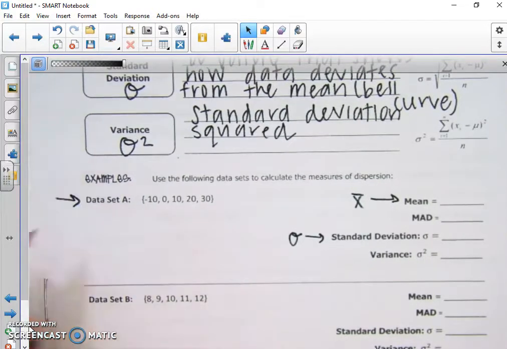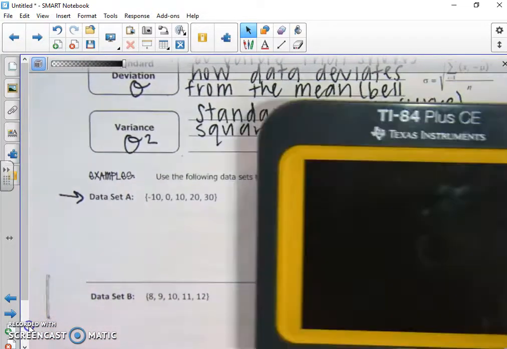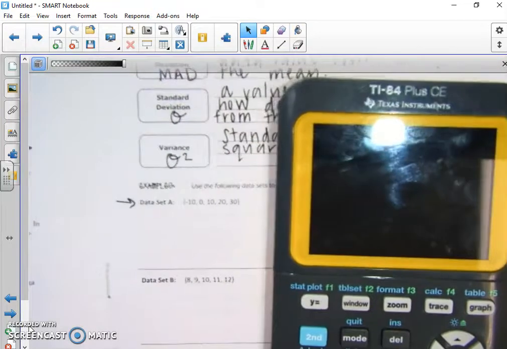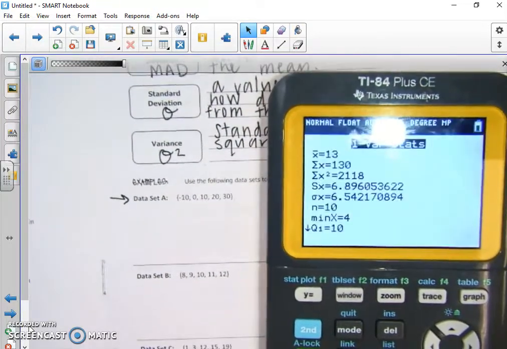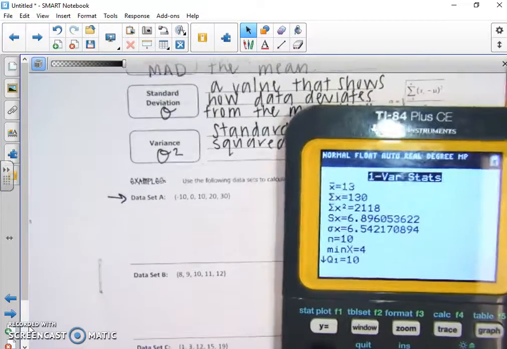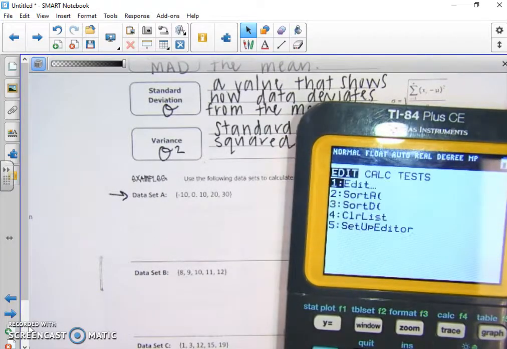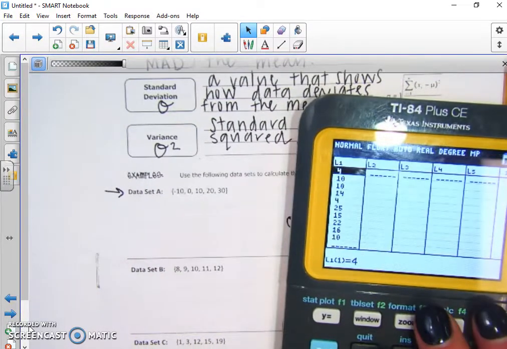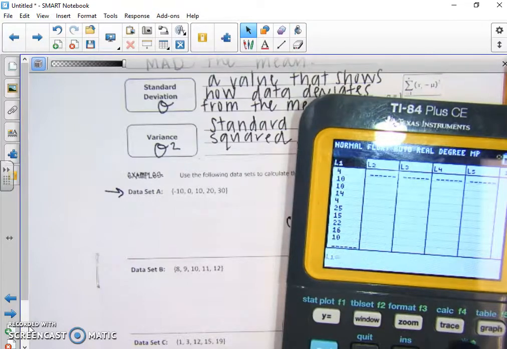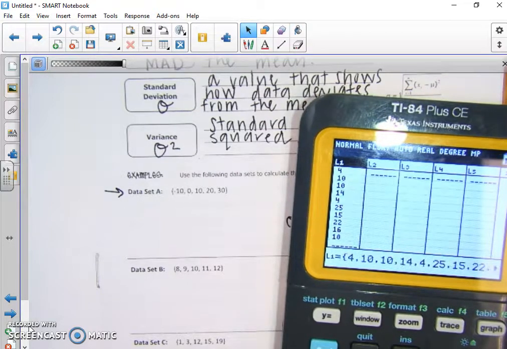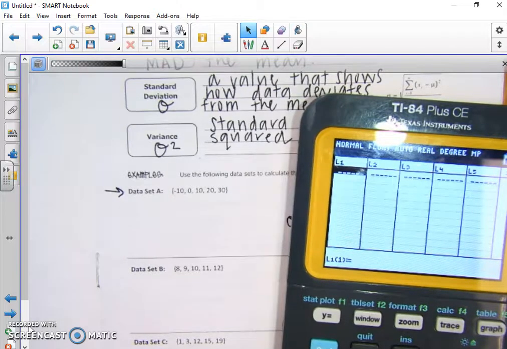So here's our data set. The first thing I'm going to do is enter that data into the calculator. Remember, if you're in anything else, just clear out of it. We go to Stat, Edit, and then any list that you currently have, you want to clear. Go up to the title and clear it, and then you can hit enter or scroll down. Let's go ahead and type in our data points.